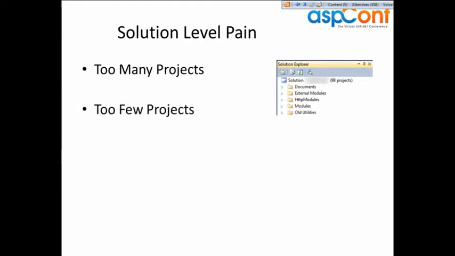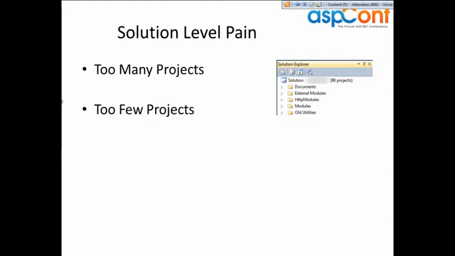A related problem is if you have too few projects. And when you have too few projects, the issue there is that frequently there's not enough separation of concerns. And so typically the result of this is that you have a lot more coupling, and you end up with a code base that's more likely to exhibit the big ball of mud or spaghetti code style of architecture or coding. Very frequently there's little, if any, abstraction in a single project solution.